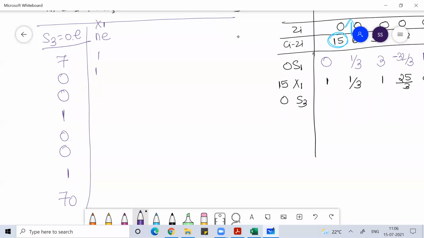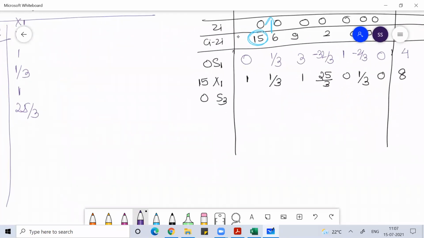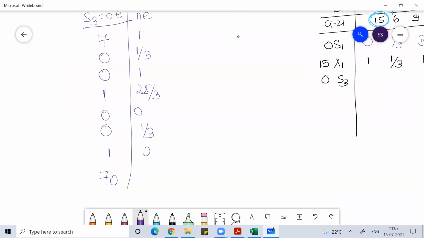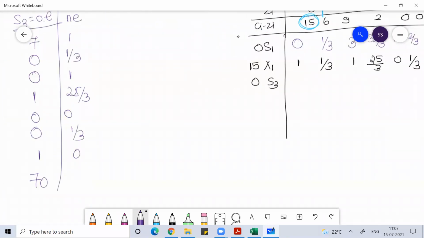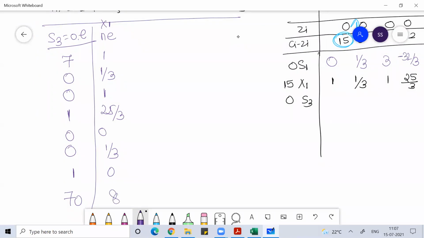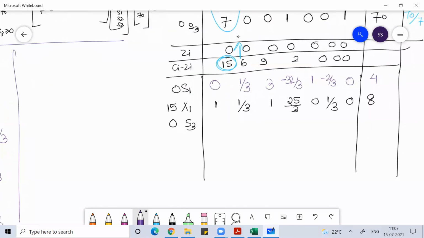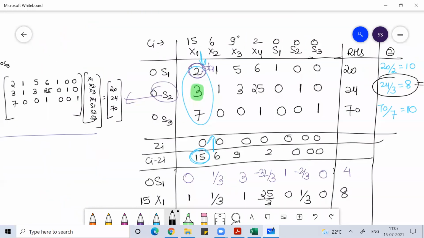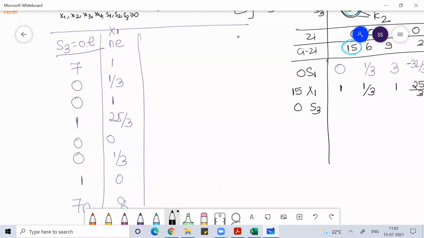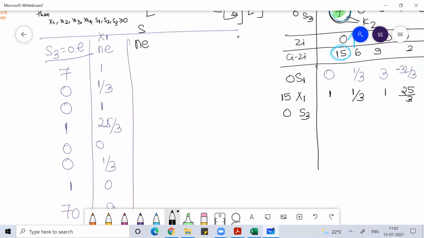The values you got were 1, 1 by 3, 1, 25 by 3, then 0, 1 by 3, 0, 8, 0, 1 by 3, 0, 8. And then what is the constant, guys? The pivot element constant for S3 would be 7. So you can use the formula here: the new value of S3 is the old element minus 7 into the new element.